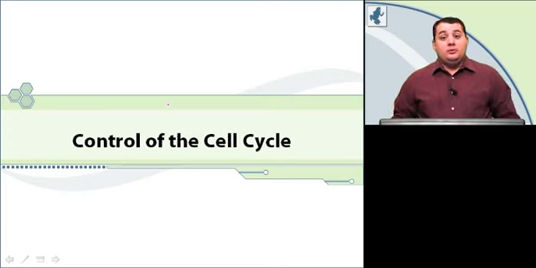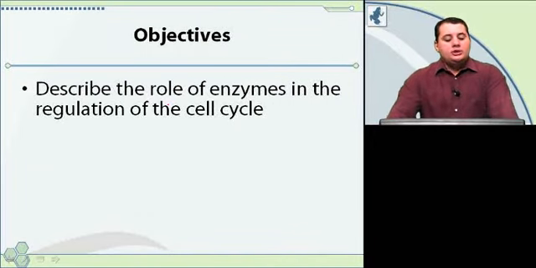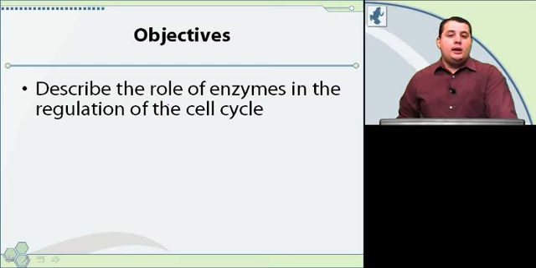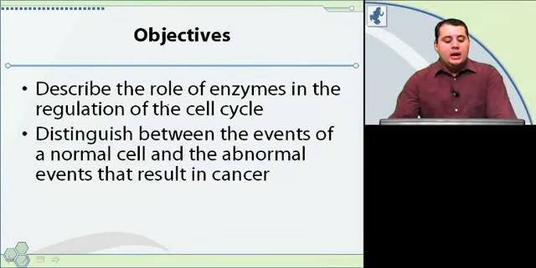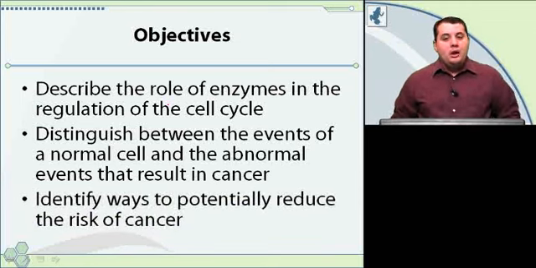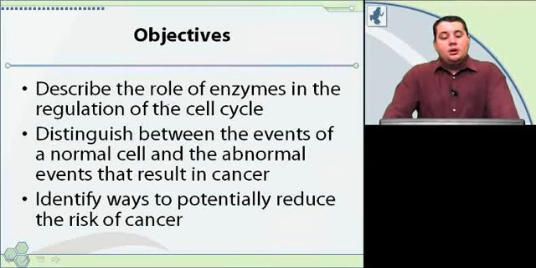For today's lesson, we have these objectives. First, we will describe the role of enzymes in the regulation of the cell cycle. Then, we will distinguish between the events of a normal cell and the abnormal events that result in cancer. And finally, we will identify ways to potentially reduce the risk of cancer.